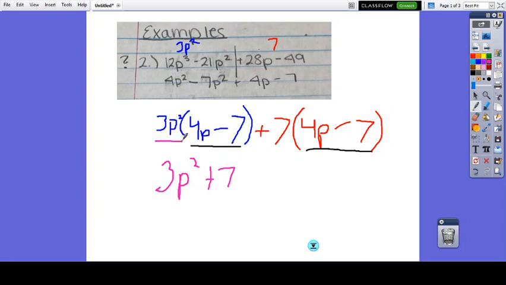Okay, so I wrote this and this, and then what I'm doing essentially is factoring out this 4p minus 7. So I'm taking these away, and I just write it once here. And so that is my factored answer right there.